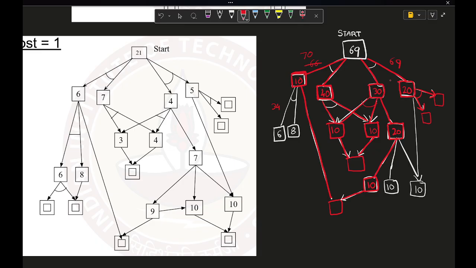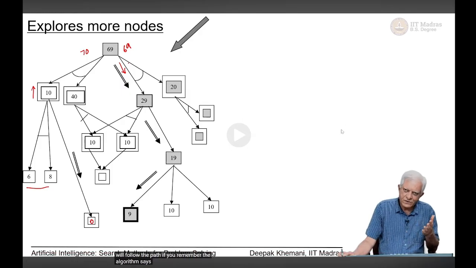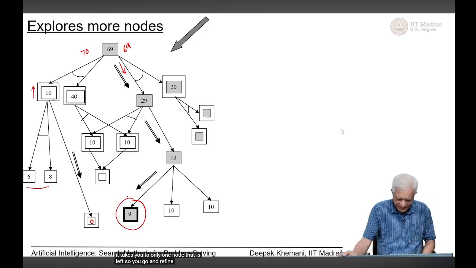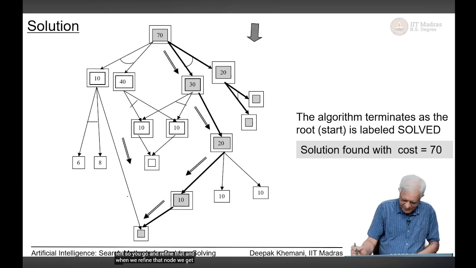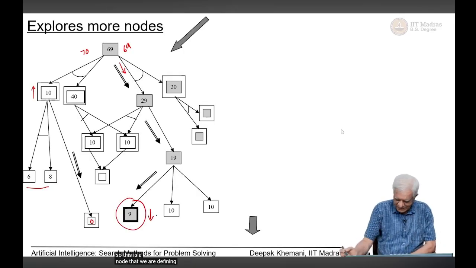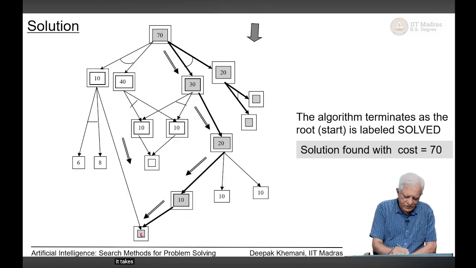30 plus 20 is 50, and 70. Now even this is 70. So which one to choose? But the algorithm says follow the path, follow the markers, and it takes you to only one node that is left. So you go and refine that, and when we refine that node, so this is a node that we are refining, and it takes you to a node with cost 0.